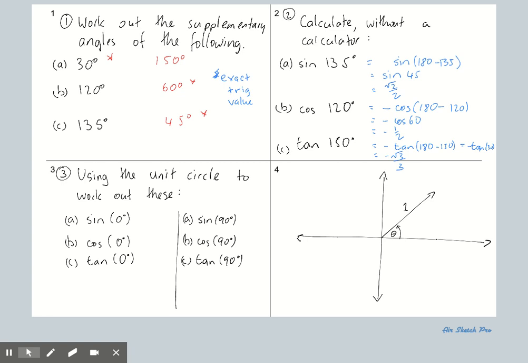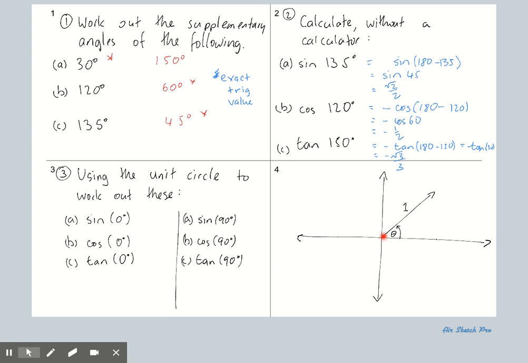Okay, ladies and gentlemen, you've either got it or you haven't. So again, get out of your head, get out of what you remember. The idea is to think of cos and sine as being the x and y coordinate, and tan being the gradient.